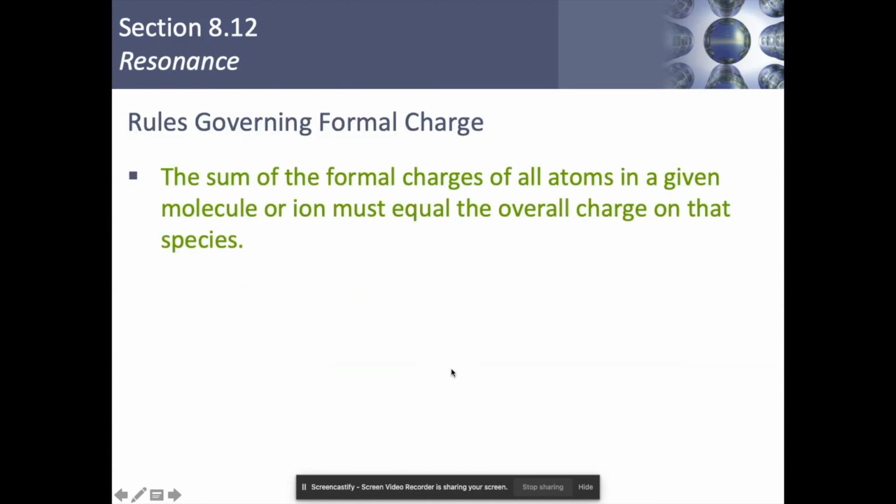All right. Now, what are our rules? A little rule governing our formal charges here. The sum of the formal charges of atoms in a given molecule or ion must equal the overall charge on that species.